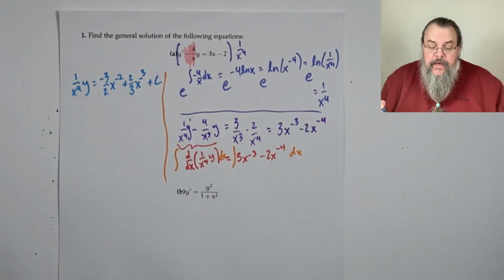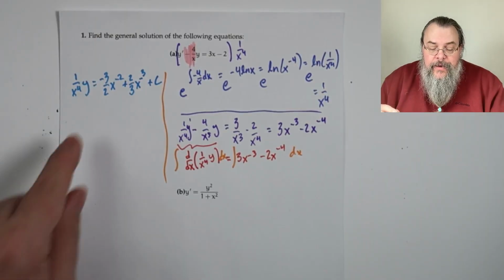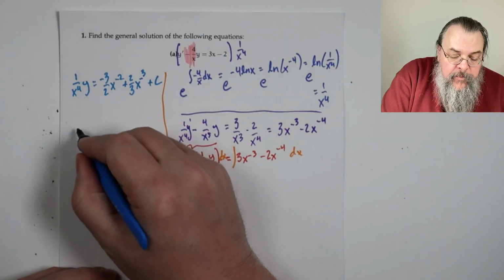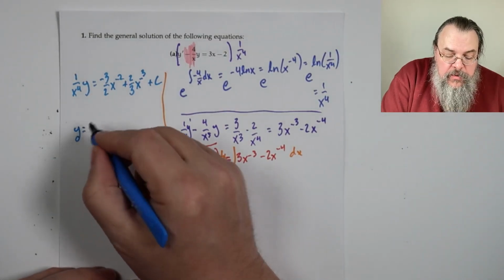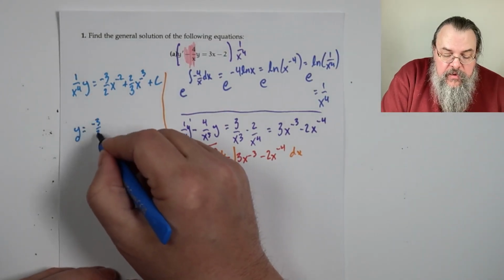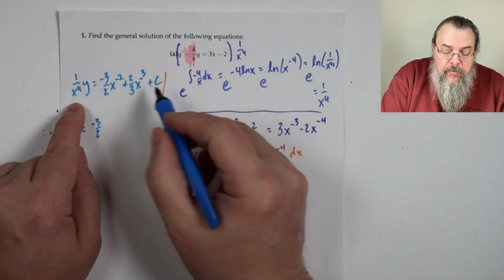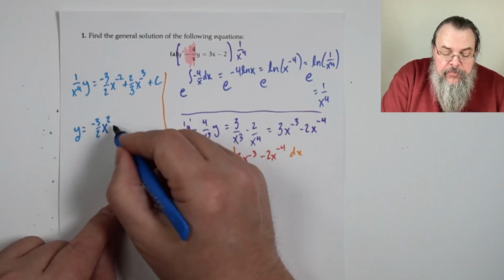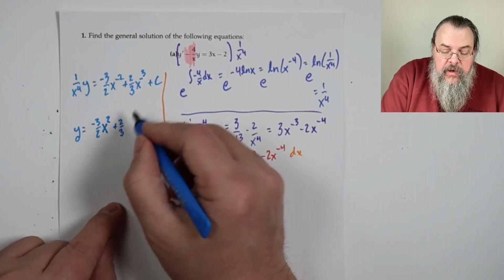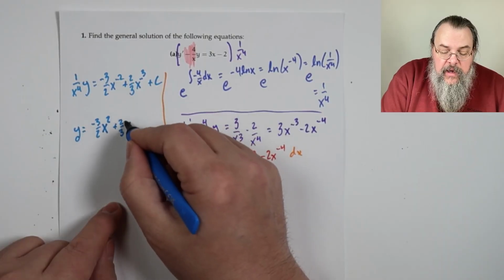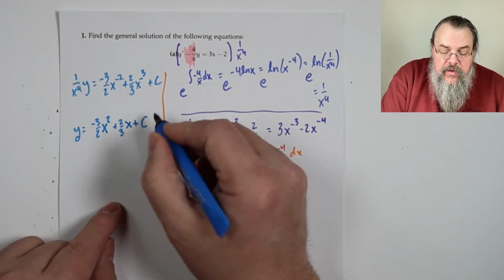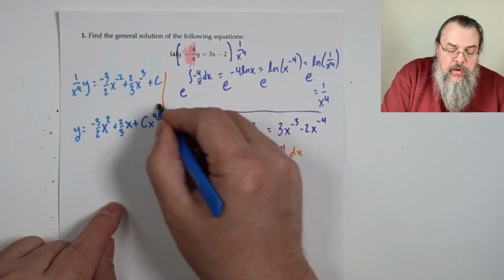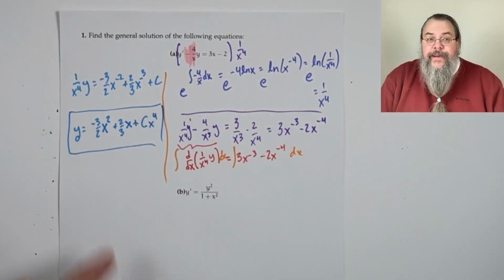And finally, we're almost there, get y by itself. So we get y is equal to minus 3/2, and we're multiplying everything by x to the 4th, so x to the 4th times x to the minus 2, x squared. Plus 2/3, x to the 4th times x to the minus 3, x, and then some constant times x to the 4th. And there we go. Part A, done.